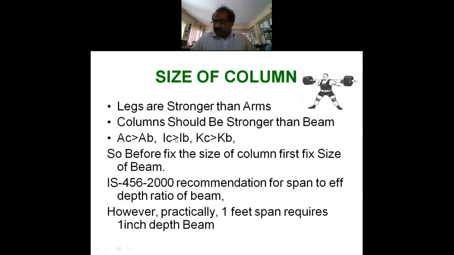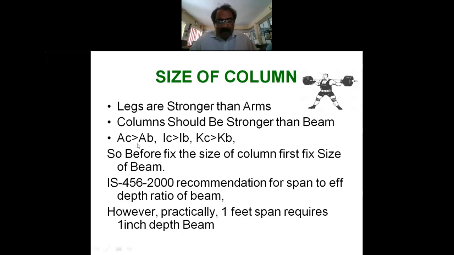The stiffness is nothing but I by L. If E is constant, the moment of inertia of the column should be more than the moment of inertia of the beam, and likewise the moment of inertia divided by length. The beam stiffness is nothing but I divided by L. Normally we scold our loved ones at home: the chapati is very stiff. What is stiff? It is not easy to deform. Simple. So the column should not deform as easily as the beam.